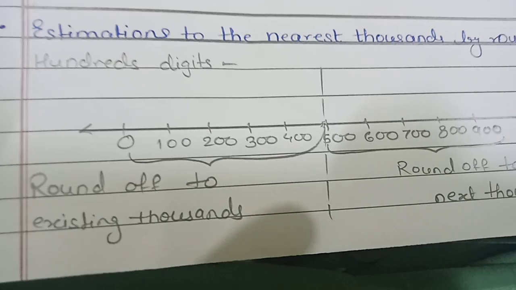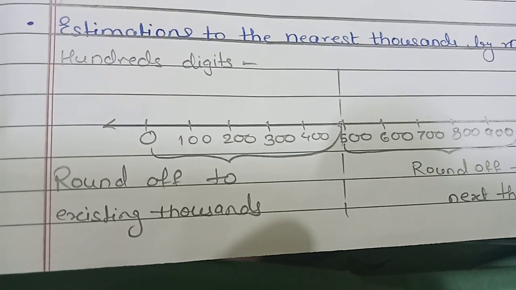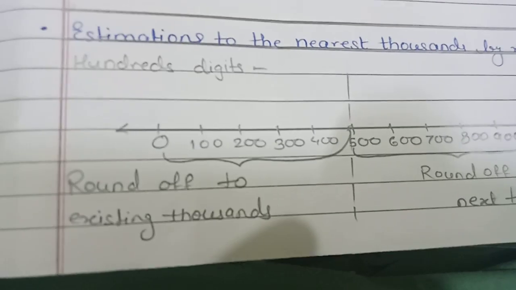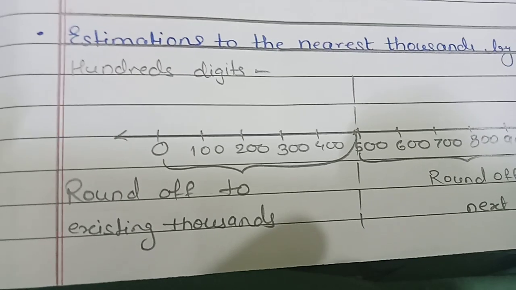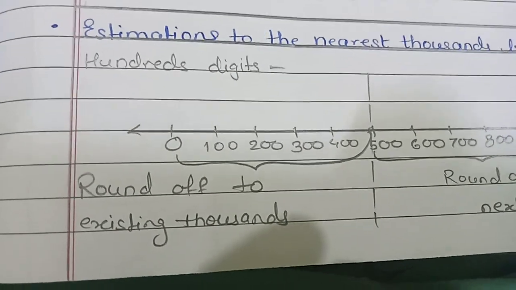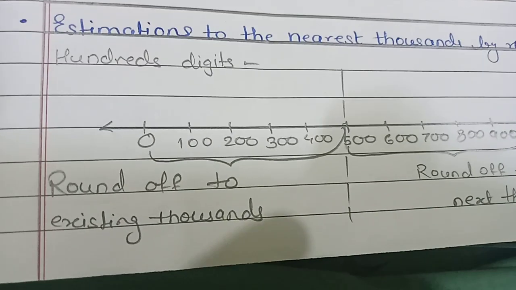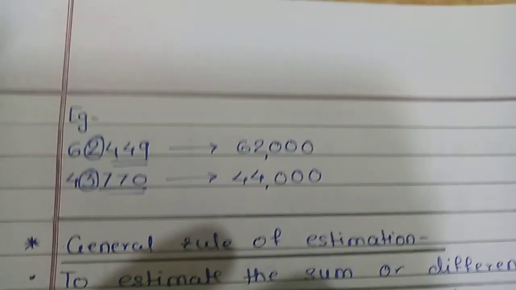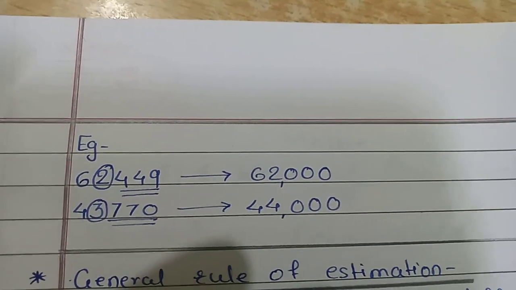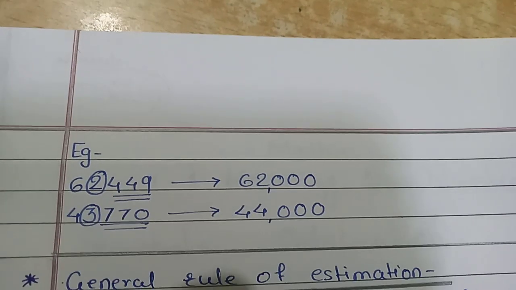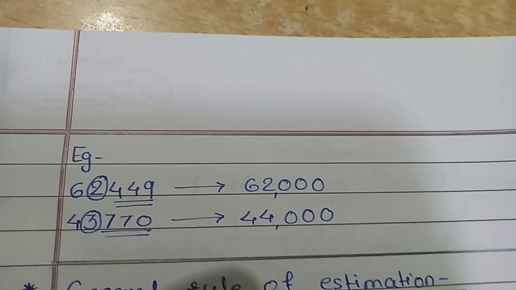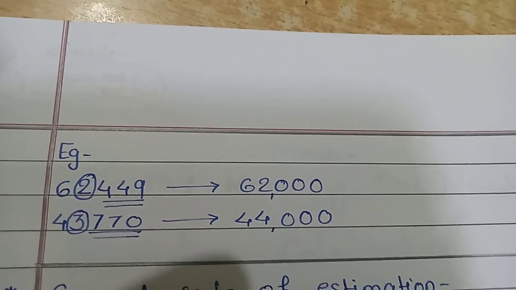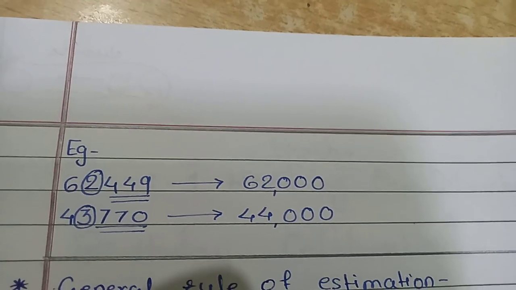Similarly, estimation to the nearest thousands. The same number line, but this time from 0 to 499, we will round off to the existing thousand, and from 500 to 999, we will round off to the next thousand. Here are the examples. First example is 62,449. 449 is less than 500. That's the reason 62,449 is rounded off to 62,000. There is no change in the thousands digit.